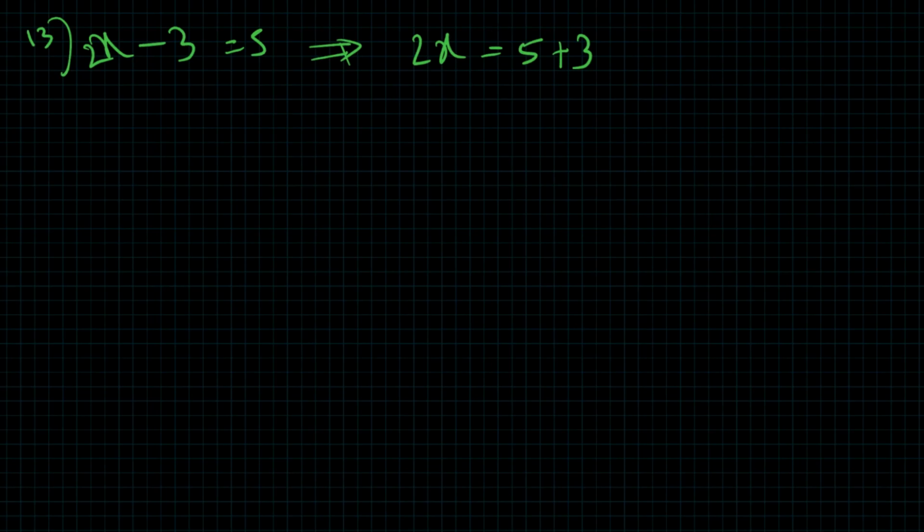Okay, so how do we do it? If I remind you, I add plus 3 here, plus 3 here. That's how it becomes like this. Now we have 2x equals 8. Both sides divided by 2, and x equals 4. Okay, cool. Let's go to number 14. We're almost there.